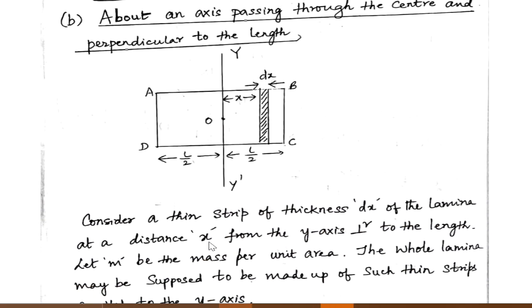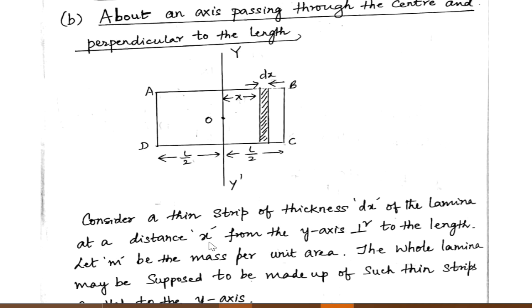Next, second case: about an axis passing through the center and perpendicular to the length of the rectangular plate. So in the figure, ABCD is a rectangular plate, L is the length. We have shown the axis YY dash passing through the center and perpendicular to the length. And this is the elemental portion at a distance x from the axis YY dash. Its thickness is dx. Therefore, the length of the rectangular plate on either side from the axis will be L by 2 as shown in the figure.